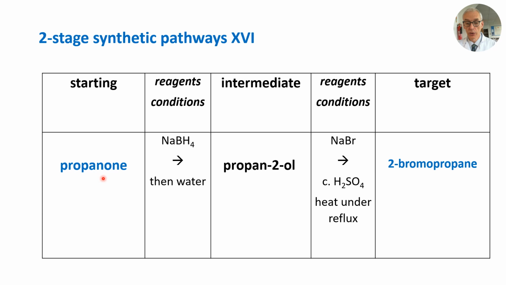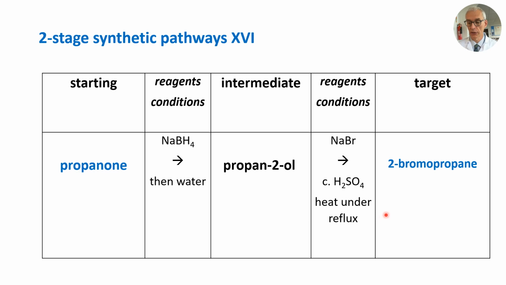So propanone is reduced to propan-2-ol. The reagent is sodium borohydride, then water. Having made propan-2-ol, we can then substitute bromine for the hydroxy group. So sodium bromide, concentrated sulfuric acid, heat under reflux are the reagents and conditions. Okay. So that is now 16 aliphatic pathways that we have looked at.